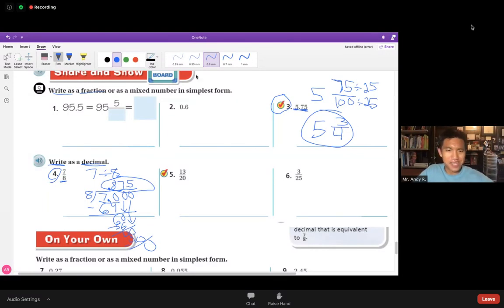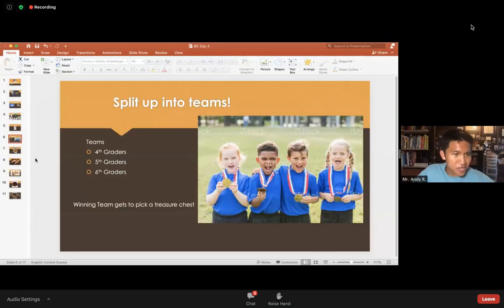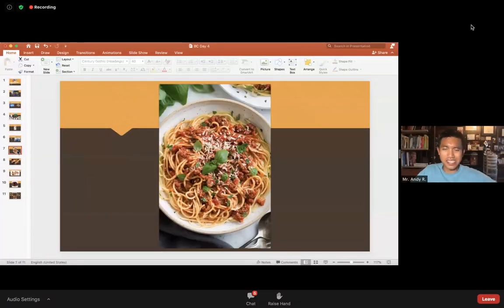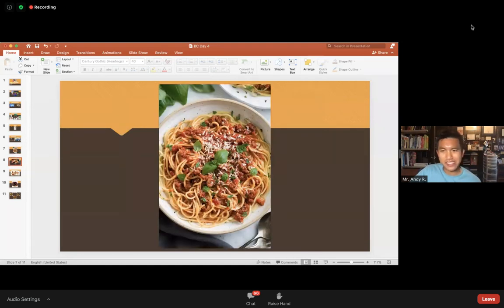Everyone's really excited. Okay, I'm going to go over to the treasure chest right now. Good job on the work today, teams. I saw your answers. So here you go, I got you dinner. Pasta with meat sauce. And I have something else with that, steak. Pasta and steak. It's just about dinner time for some of us. Ooh, delicious.